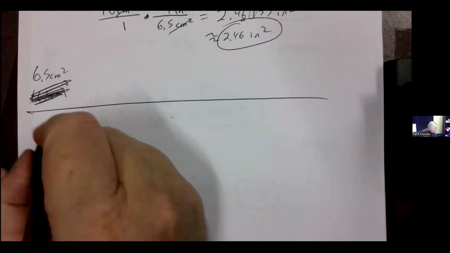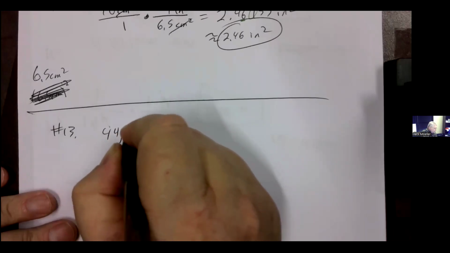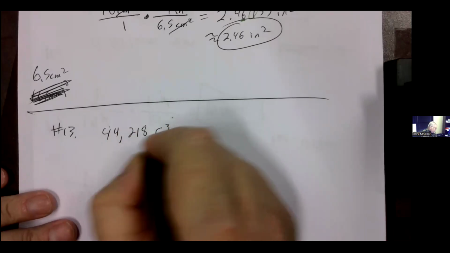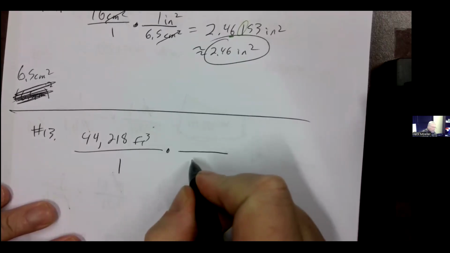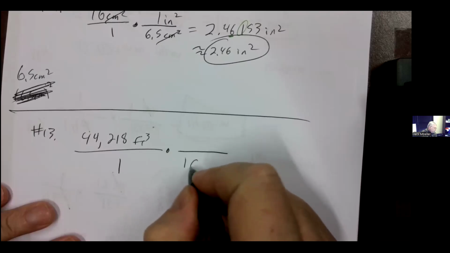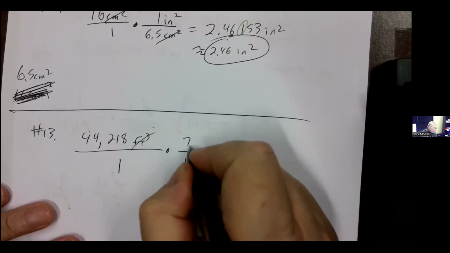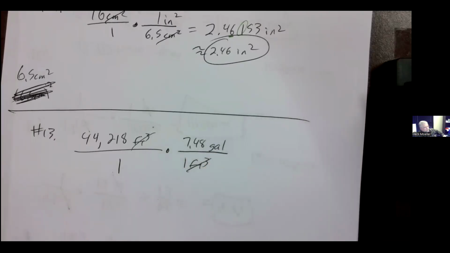So number 13. We're starting with 44,218 cubic feet. You can write out cubic feet or just put the exponent. So from the chart, 1 cubic foot is about 7.48 gallons. That's going to go on the bottom because we need to cancel out the cubic feet. So that's 7.48 gallons. All right, so that's a lot of gallons.